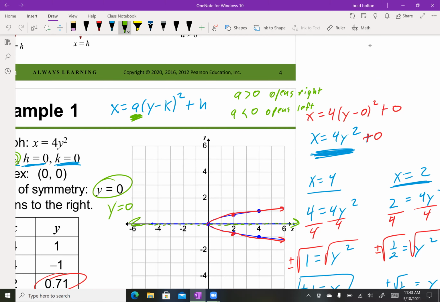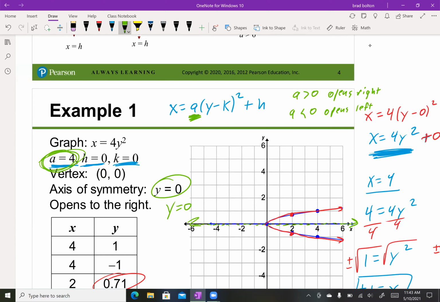Just like before, if the absolute value of a is smaller than 1, meaning it's a fraction like 3/4 or 1/2, it will become a wider parabola. And if the absolute value of a is bigger than 1, like 2, 3, 4, or 5, then you're going to have a more narrow, skinnier parabola. So in this case, a equals 4, so this is a skinnier parabola. If it was 1/4, it would be something like this, right?